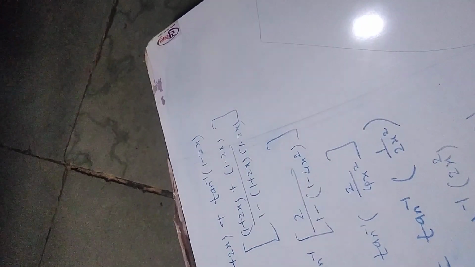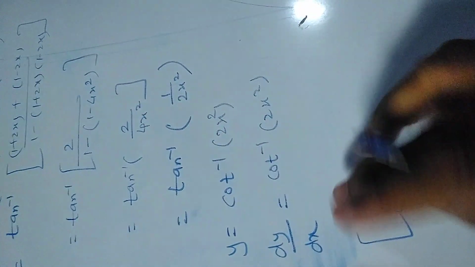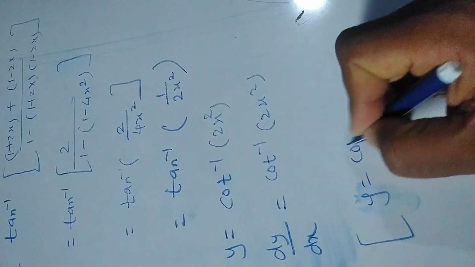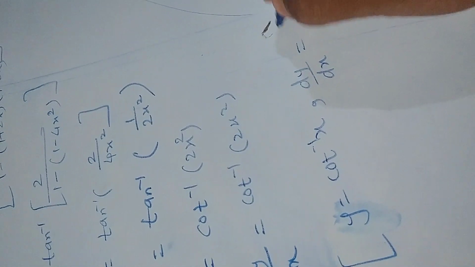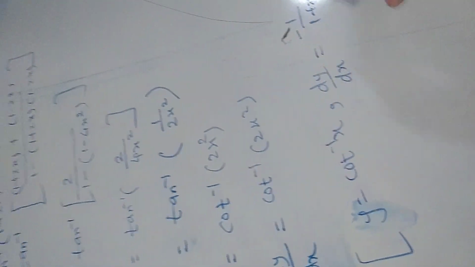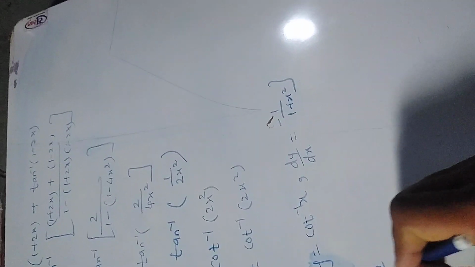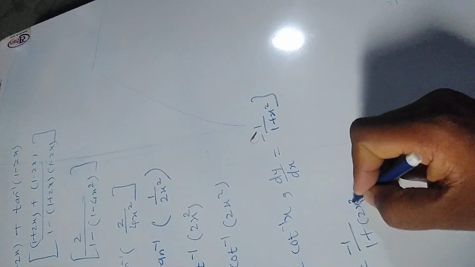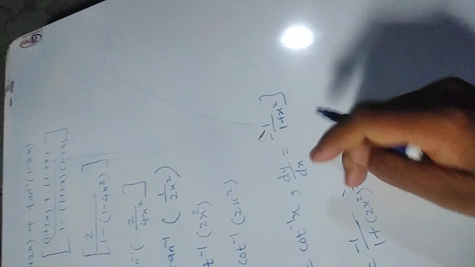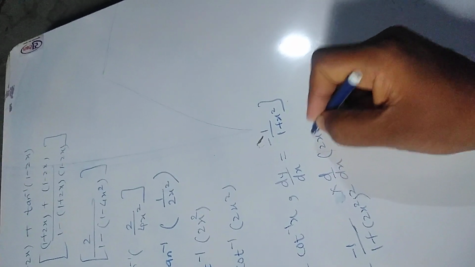For cot inverse of 2x square we use the derivative of cot inverse x. If y is cot inverse of x, then its derivative is dy by dx equal to minus 1 upon 1 plus x square. So over here our function is cot inverse of 2x square, so dy by dx is equal to minus 1 upon 1 plus (2x square) whole square, into the derivative of 2x square.